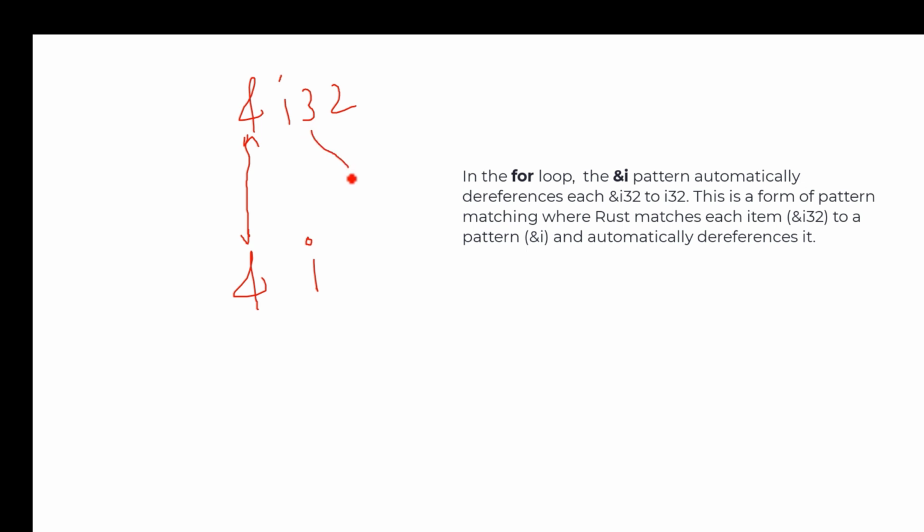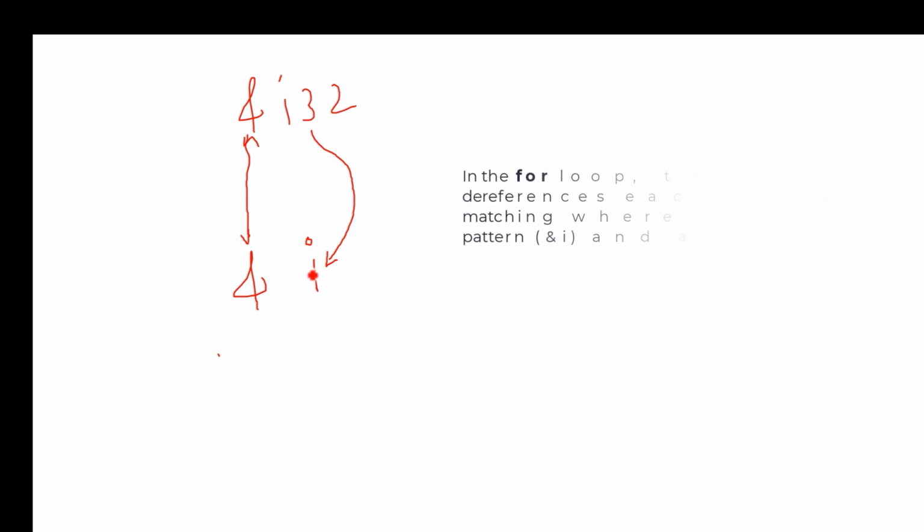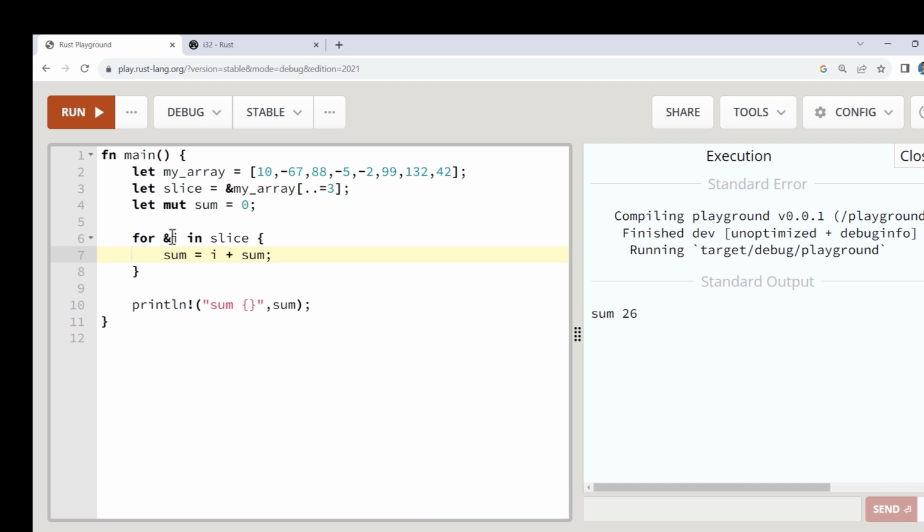So the i32 will be placed into i. So this is a pattern. Hence the i32 value will be placed in the variable i. Hence the type of i here is i32. Type of i is i32. So we can prove that.